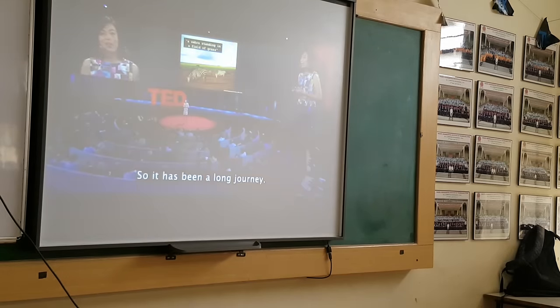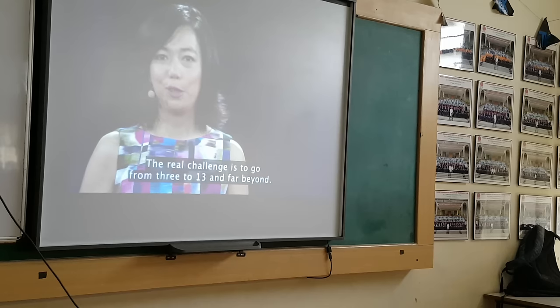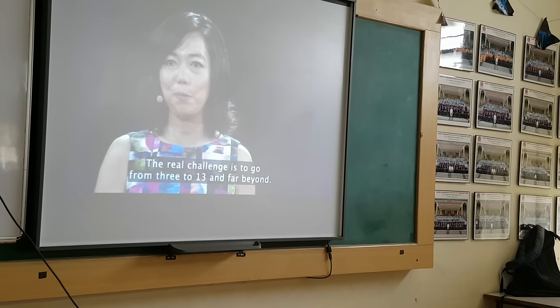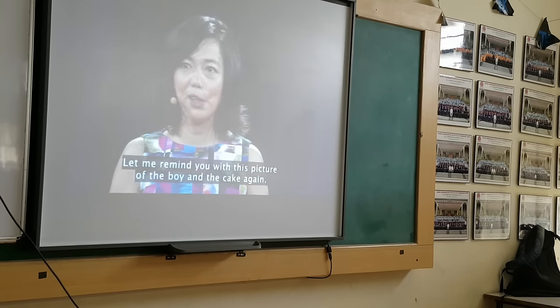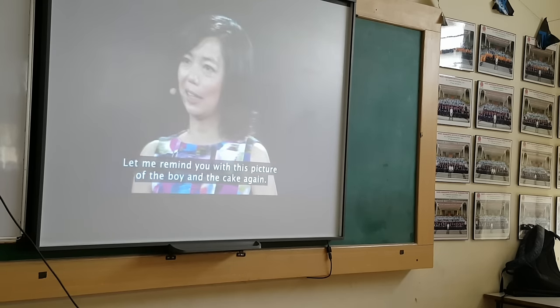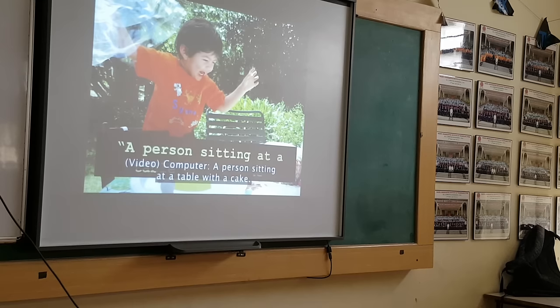So it has been a long journey. To get from age 0 to 3 was hard. The real challenge is to go from 3 to 13 and far beyond. Let me remind you with this picture of the boy and the cake again. So far, we have taught the computer to see objects, or even tell us a simple story when seeing a picture. A person sitting at a table with a cake.